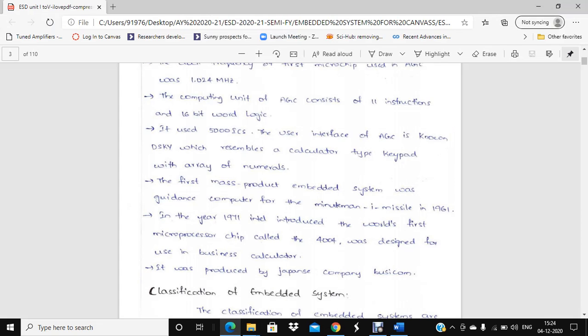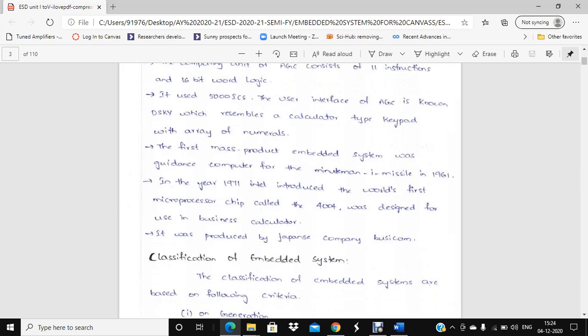Let's come back. I hope this history is very much clear to you. We have seen very clearly, year wise, what kind of evolutions have taken place in embedded systems specifically, and what will be the future of embedded systems also. Now let's go to the next point.